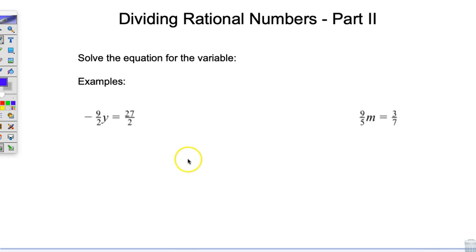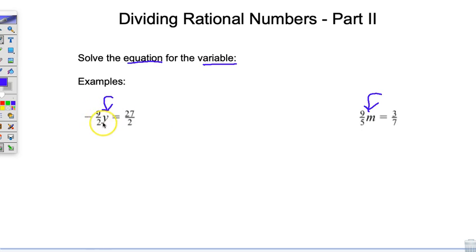Moving on to the last two examples, we're going to do a little bit of algebra. So notice the directions say solve the equation for the variable. Now a variable is a letter in a problem. It's used to represent an unknown amount. So in this example, we have y as a variable. In the second example, we have letter m.